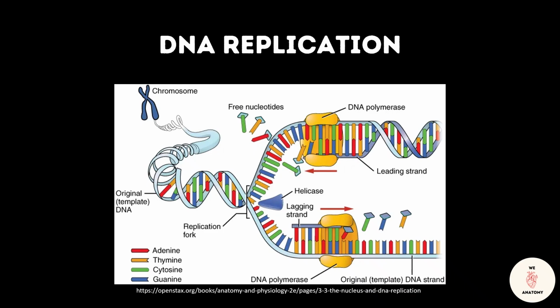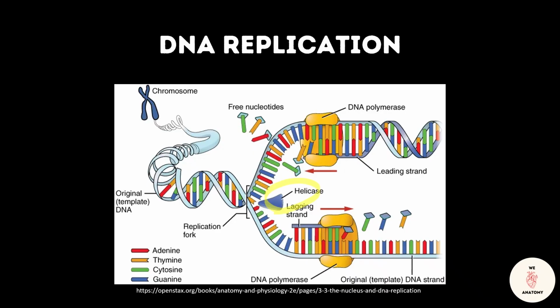In order for a cell to divide through mitosis, it must first make a complete copy of its DNA. The DNA replication occurs in 3 phases. Phase 1 is called initiation. During this phase, the 2 strands of DNA are separated by the enzyme helicase, which you can see here separating that double helix of this DNA.